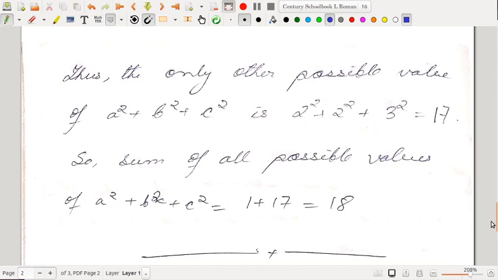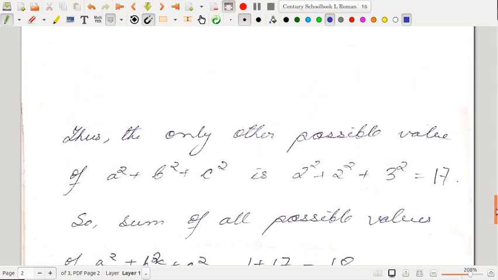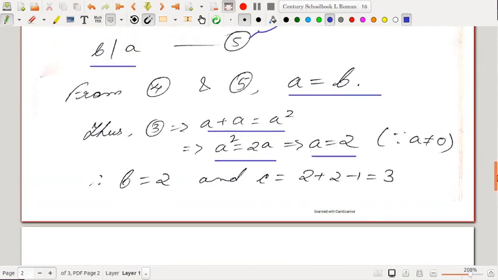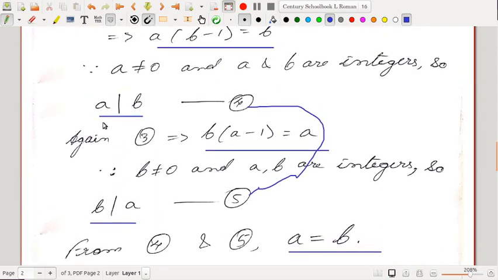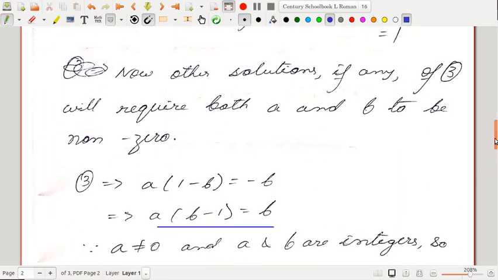So the sum of all possible values of a square plus b square plus c square is 1 plus 17, because the earlier possible value was 1 and the only other possible value is 17. So the sum of all possible values is 1 plus 17, that is 18. We have seen that the concept required to solve this problem was just the very basic concept of divisibility: if a divides b and b divides a, then a and b have to be equal. That was the concept required.